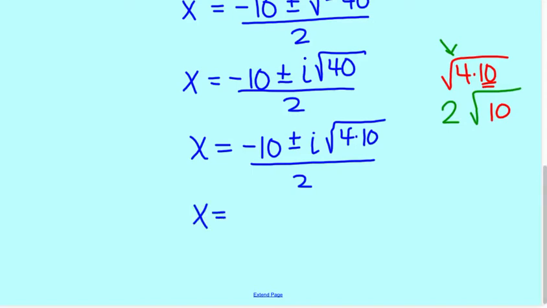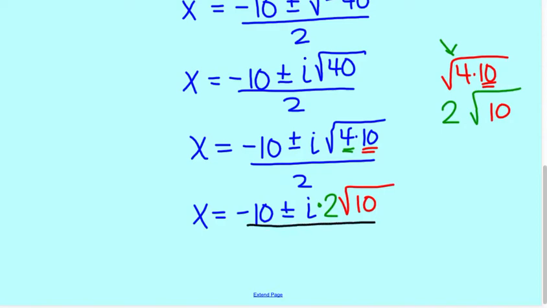So again, x equals negative 10 plus or minus i, and I'm going to take this square root of 4, which is now a 2. And then this 10 will stay underneath. You can't do anything with that 10. You can't get a perfect square with any multipliers of 10. And then all over 2.